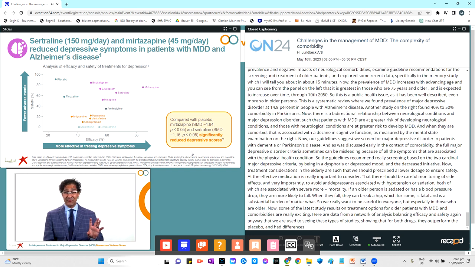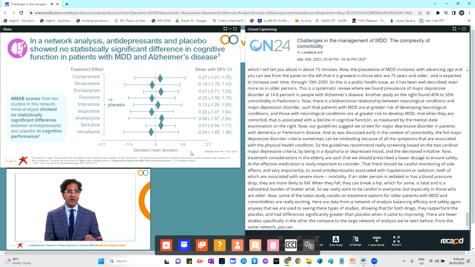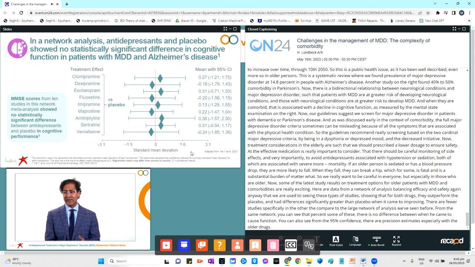But you can see there are fewer studies here, specifically in the elderly, compared to the large network meta-analyses that we've seen before. From the same network meta-analysis, you can see that for some of these agents, there was no difference between drug and placebo when it came to cognitive function, again measured by the MMSE. You can also see from the 95% confidence intervals that there is an imprecision in the estimates, especially with the older drugs. Probably the most precise estimate is with sertraline, in which the magnitude of effect favors drug over placebo, but still not within a confidence that would suggest that it's better.